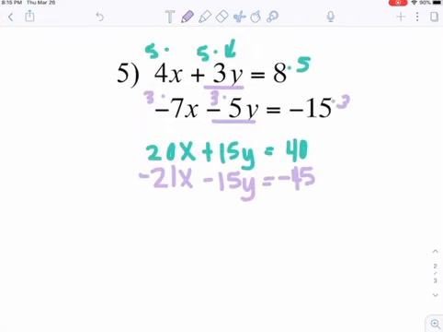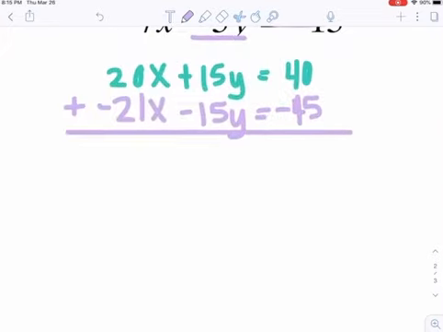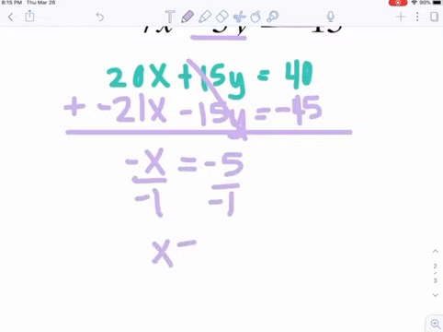Okay, once you change these, cross these out so you don't mistakenly use them going forward when you're adding these two together. Okay, so now my y's match, but they are opposite signs, so I'm going to go ahead and add the two equations together. So 20x minus 21x, that's negative 1x. My y's go away, and I have negative 5. Divide both sides by negative 1, so x equals positive 5.